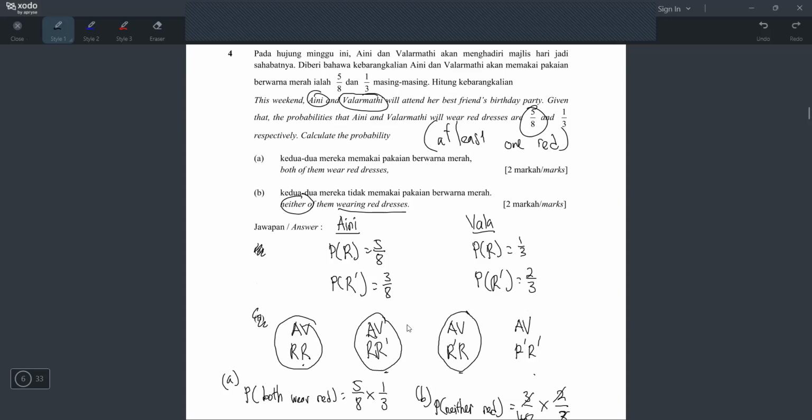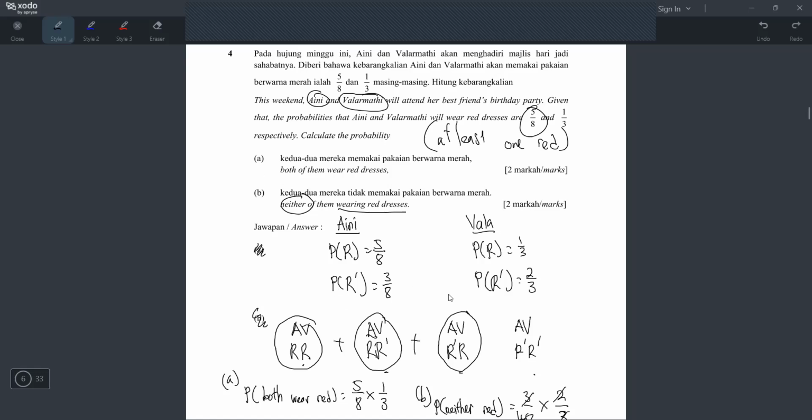Yang ini saja yang tak boleh. So what you do is you will take what? Ini rate times with Vala rate, and then Ini rate prime times Vala rate prime together. Ini rate prime probability, Vala rate prime probability times together, and then plus. In the middle have to plus. Okay, that is you boleh buat macam tu, betul juga.